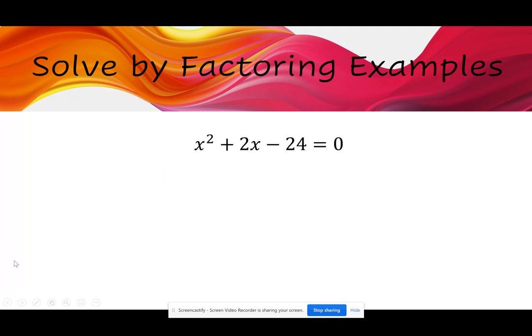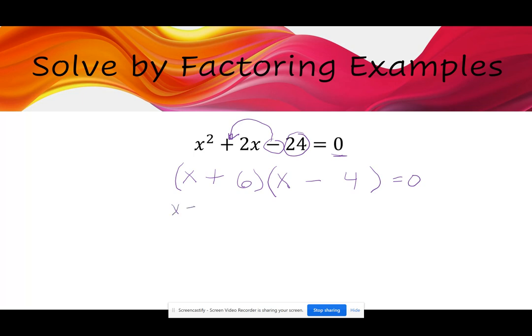Our next example is x squared plus 2x minus 24 equals 0. So of course you just start by factoring. It's already set equal to 0. So we want our numbers to multiply to 24 but subtract to 2. So 4 and 6 multiply to 24 and subtract to 2. This minus sign means they're opposite signs, so we look back and our bigger number gets this plus sign. So we have x plus 6 times x minus 4 equals 0.